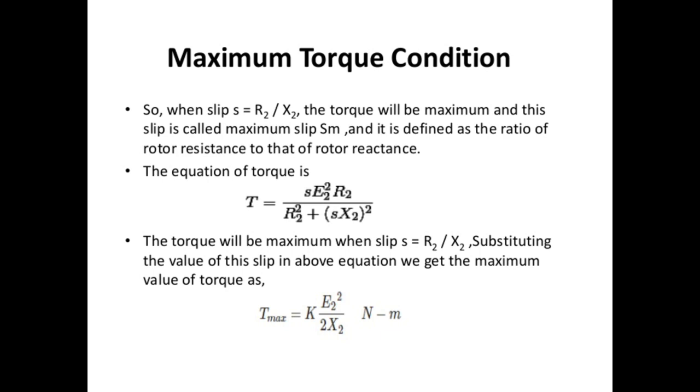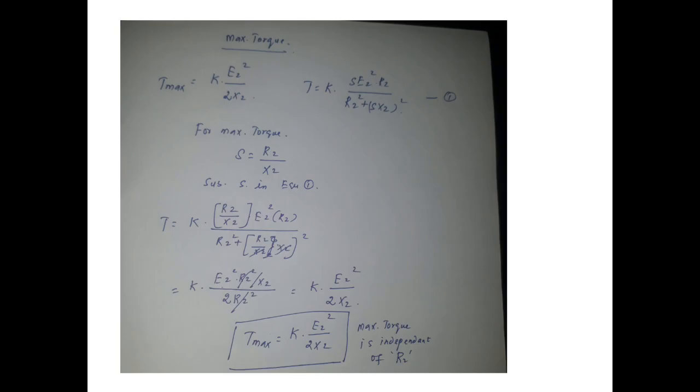How is this condition met? If I want maximum torque, then S is equal to R2 divided by X2. This is the condition when my slip equals the rotor resistance divided by the rotor reactance. So maximum torque will be attained by this equation. Maximum torque Tmax is equal to K into E2² divided by 2 X2. How did we get that? Here K is the constant, and that gives the Tmax, the maximum torque.